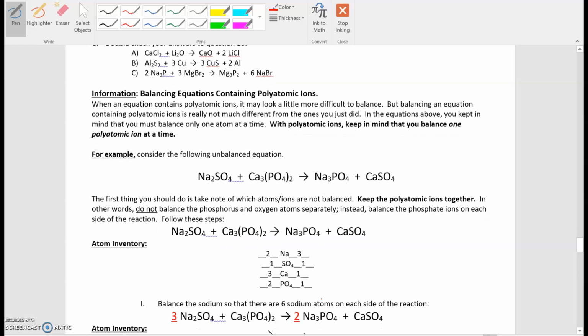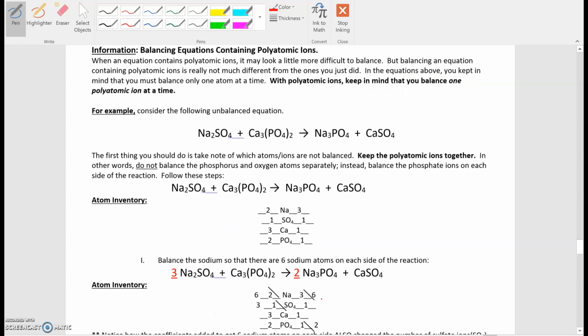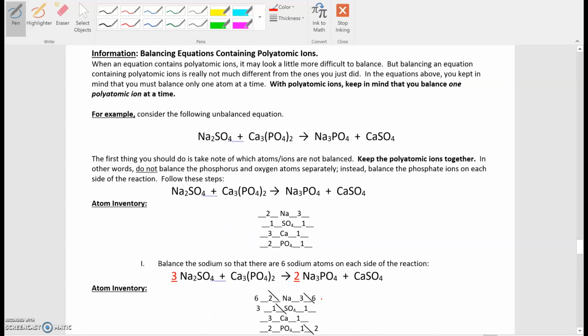Now we're going to move on to balancing equations with polyatomic ions. When an equation contains a polyatomic ion, it may look a little bit more difficult, but balancing an equation containing a polyatomic ion isn't much different than what you just did. In the equations above, you balanced only one atom at a time. With polyatomic ions, keep in mind that you balance one polyatomic ion at a time.